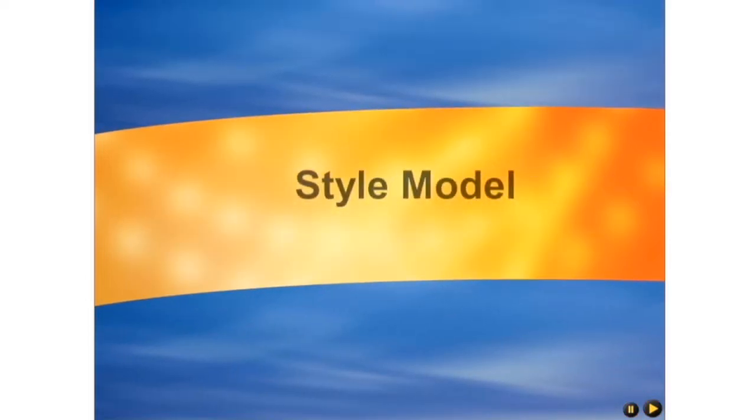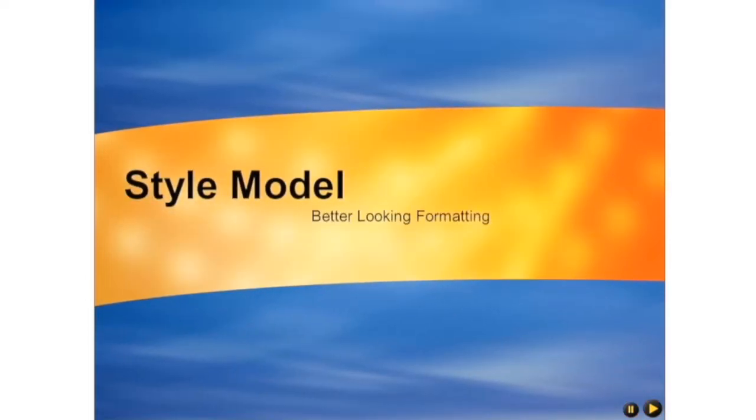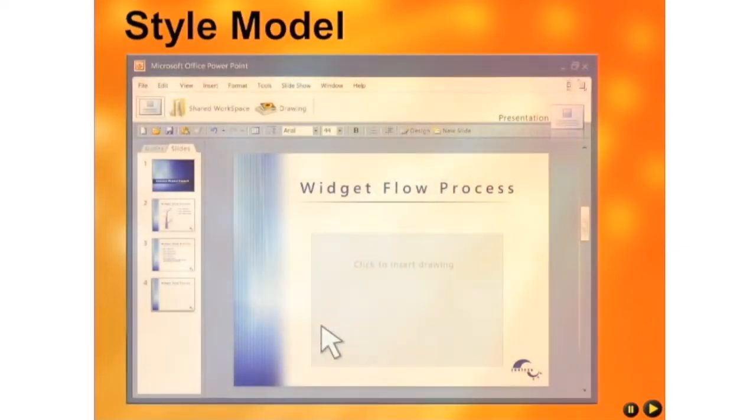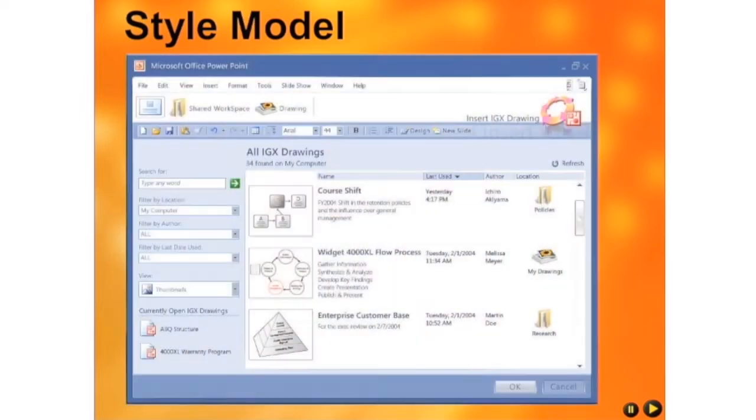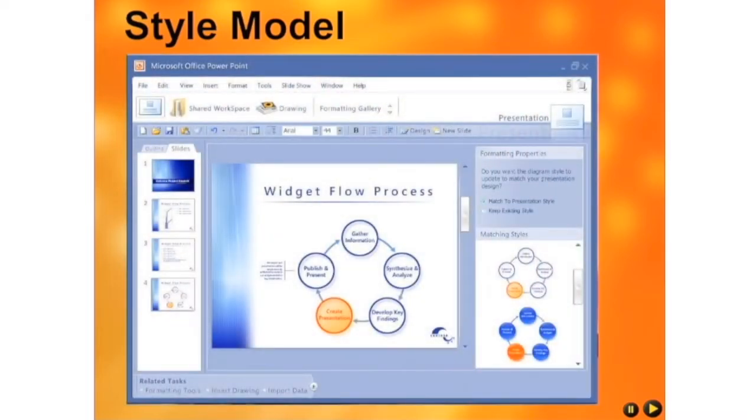Office 12 will give you choices to apply better-looking formatting to your documents. Make documents look good by visually matching content using the new style model. For example, insert a diagram into a presentation. The diagram matches the style of a different presentation, but just click to insert it. The diagram changes to visually match the look of the current presentation. Keep this style, or choose from a variety of other styles that match the presentation.